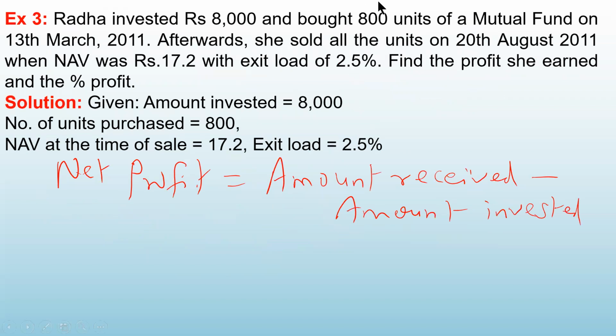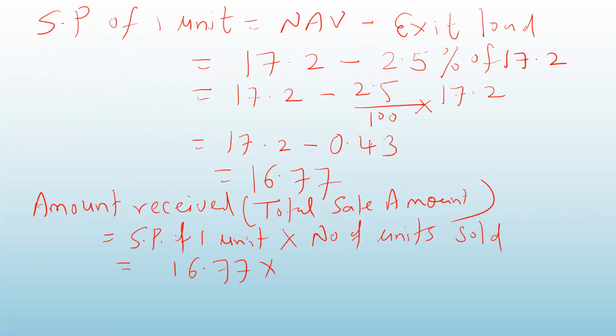How many was she having? 800. So she sold all the 800 units. This multiplied by 800, find out how much you will get. So 16.77 multiplied by 800 gives you 13,416. This is the total sale amount.